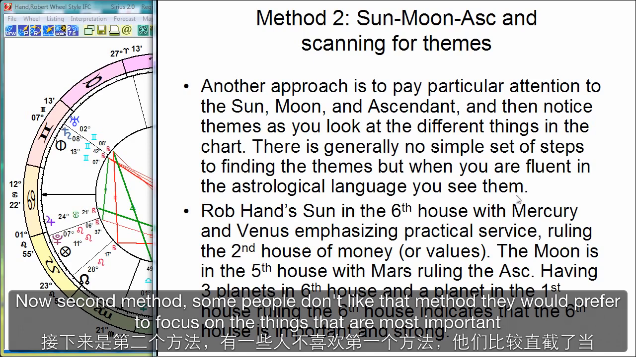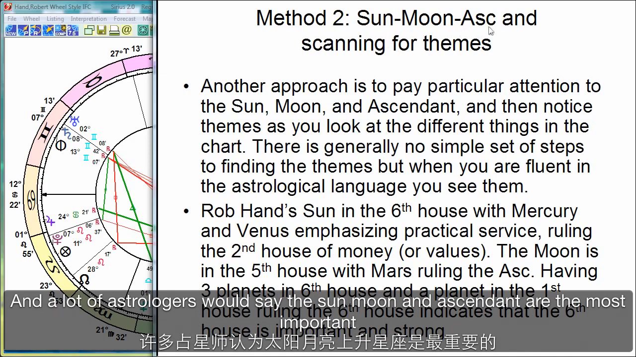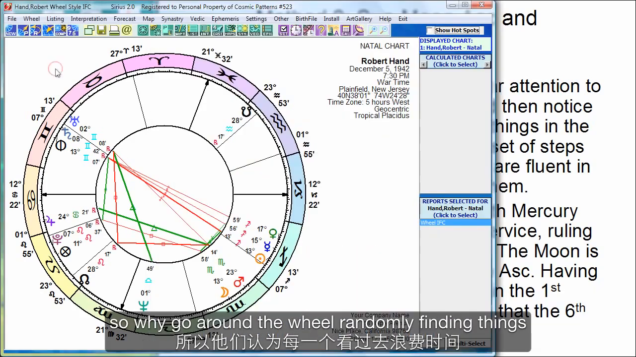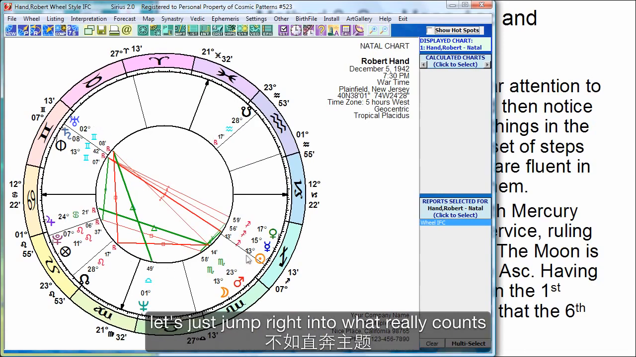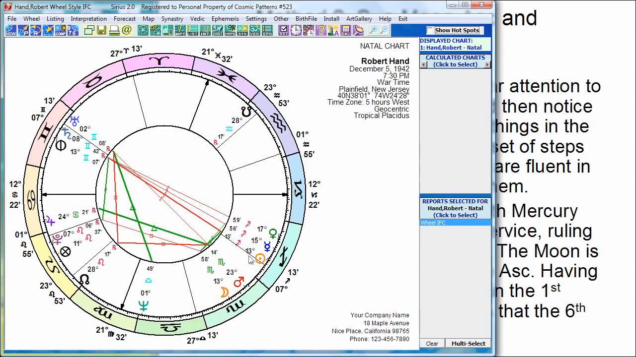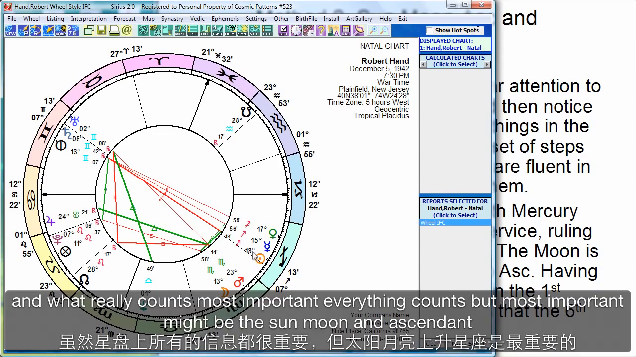Some people don't like that method. They would prefer to focus on the things that are most important. And a lot of astrologers would say the sun, moon, and ascendant are most important. So why go around the wheel randomly finding things? Let's just jump right into what really counts. And what really counts, most important, everything counts, but most important might be the sun, moon, and ascendant.